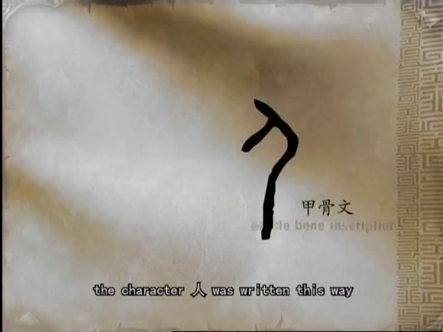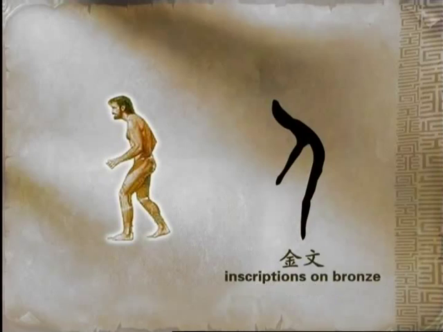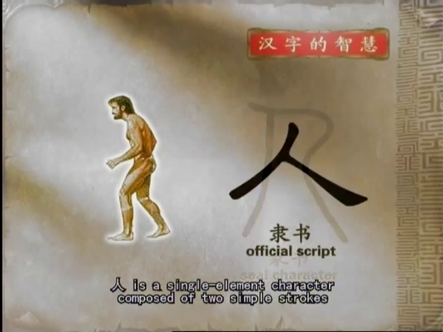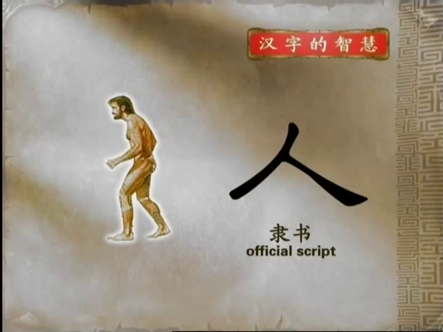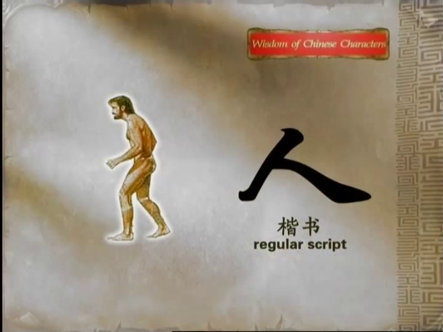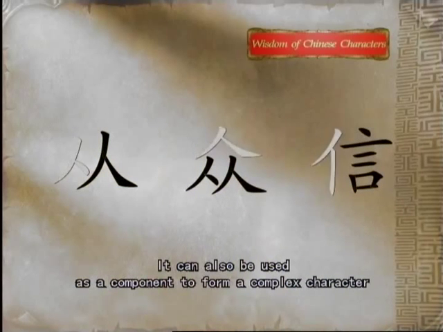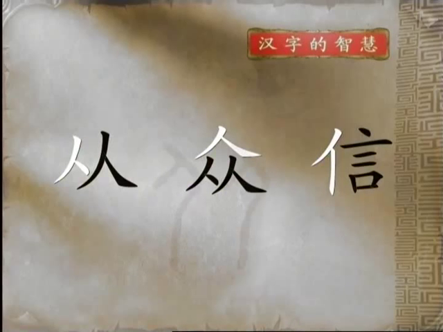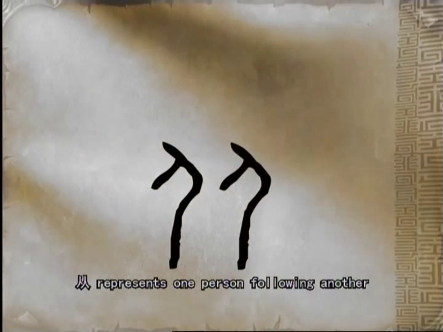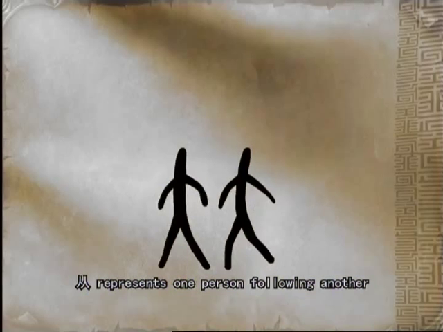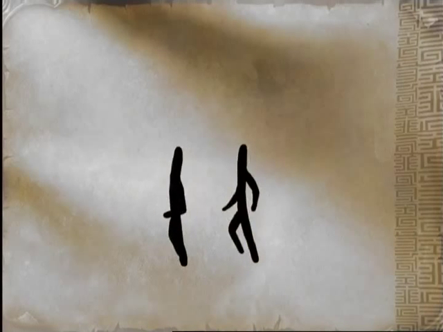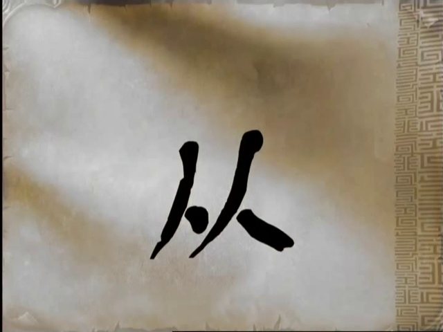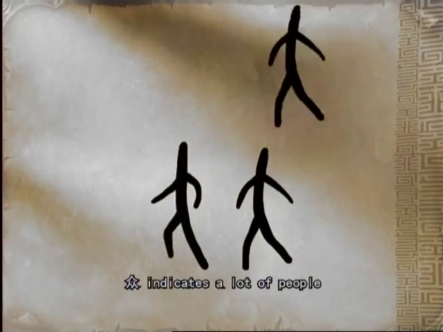In ancient times, the character 人 was written this way. 人 is a single element character composed of two simple strokes. It can also be used as a component to form a complex character. 从 represents one person following another. 众 indicates a lot of people.